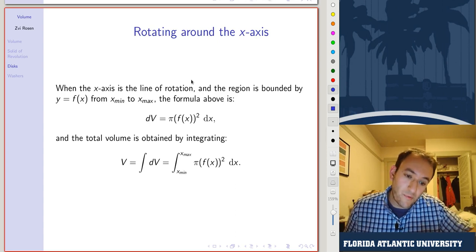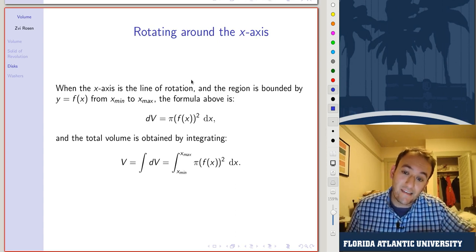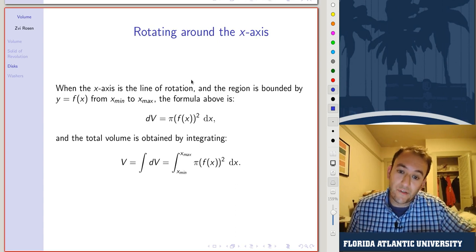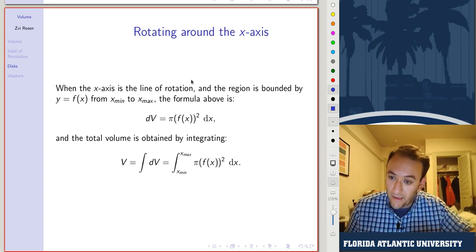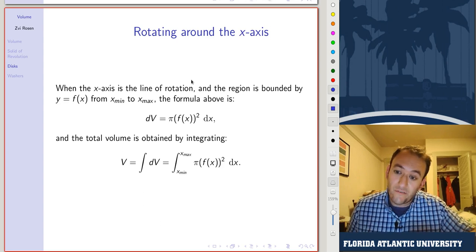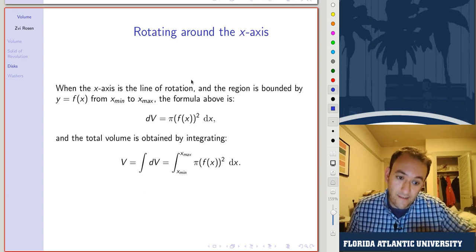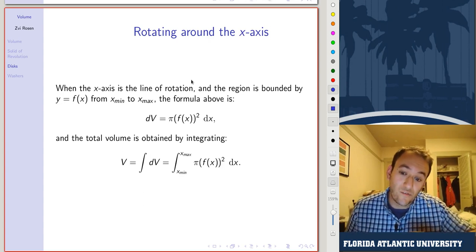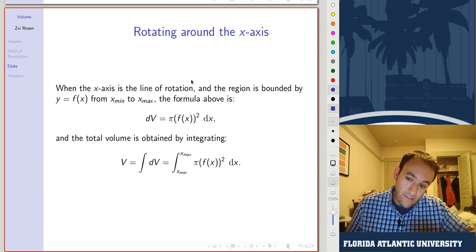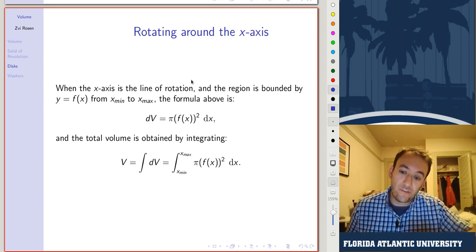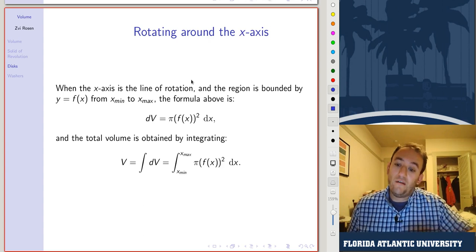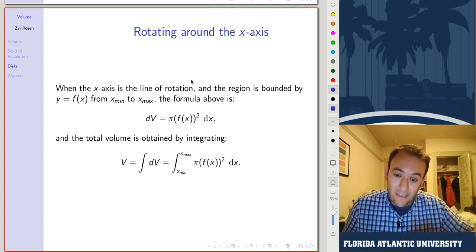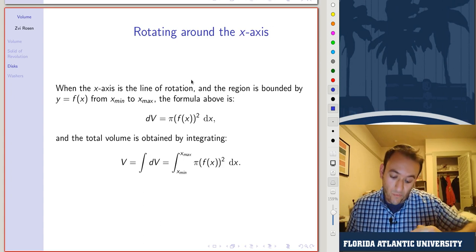Okay. In the particular case that the x-axis is the line of rotation, and the region is bounded by a curve y equals f of x from x min to x max, and we saw an example like that above, the formula becomes dV equals pi times f of x squared dx. And so the total volume of the solid of revolution is obtained by integrating, the integral from x min to x max of pi f of x squared dx.